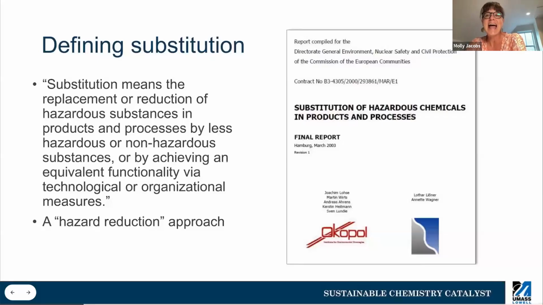Substitution is primarily a hazard reduction approach. And so by reducing the hazard, risk itself is fundamentally reduced.